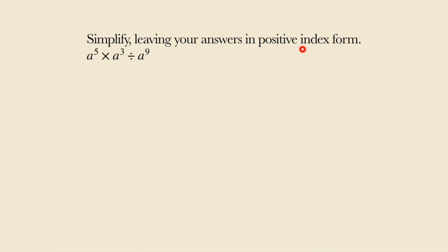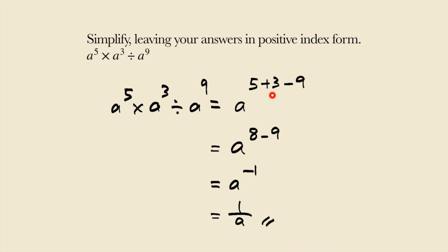Simplify, leaving our answers in positive index form. We have got base a, base a, base a, but multiplication means we are going to add the powers together. Division means we will subtract the power. So we can just go from left to right. 5 plus 3 minus 9.